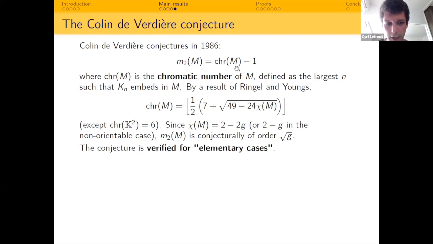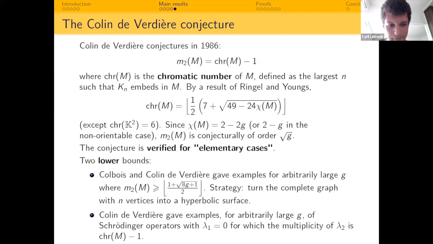This is the conjecture. And so I remind you that our actual bounds are just slightly sublinear. So we are very far from it. But the conjecture is verified for elementary cases, meaning for all the cases I presented: the sphere, the torus, the Klein bottle, and the projective plane. And this conjecture is supported by lower bounds, not by upper bounds. As I said, upper bounds are somehow more complicated to obtain, but lower bounds, it's already something.